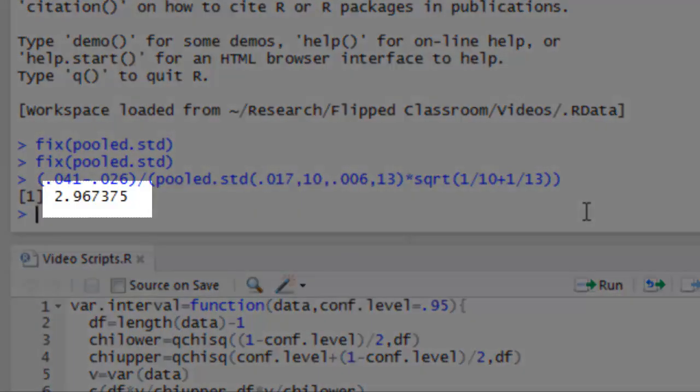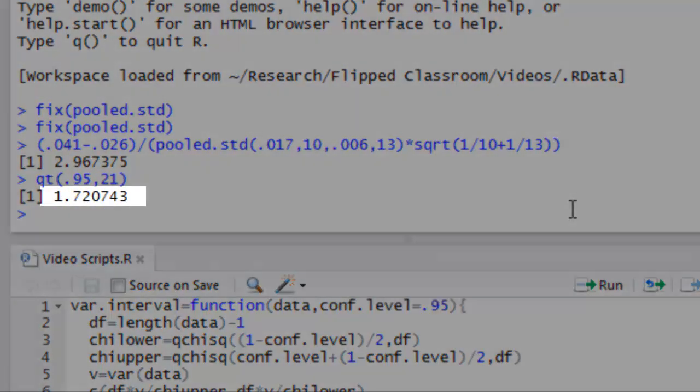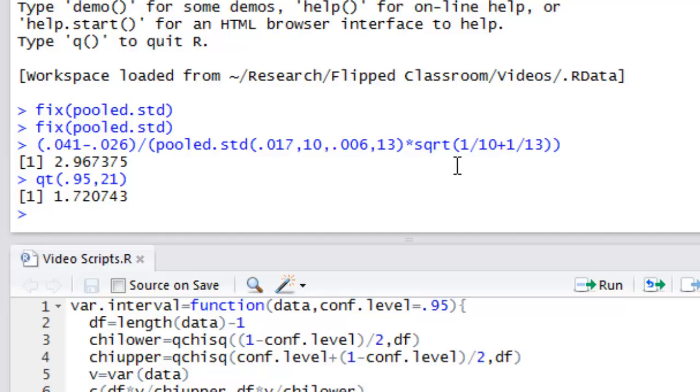I need to compare that with my t value, which is a quantile from the t distribution. It'll be qt. The area to the left of k is 0.95, and the degrees of freedom are 10 plus 13 minus 2. So that's 21. And this will give us the k value, which is 1.17. And that's all the information I need.